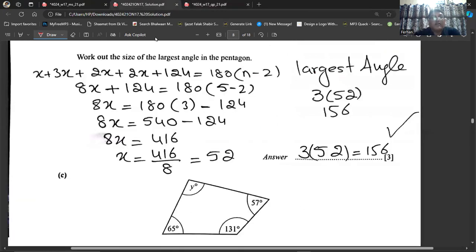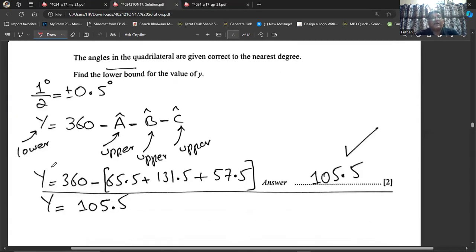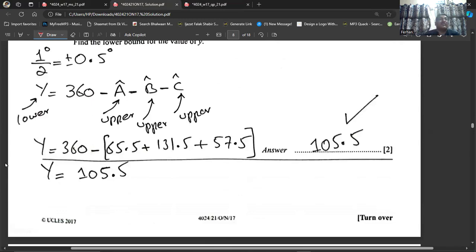So here, y will be equal to 360 minus angle A minus angle B minus angle C, because we want the lower value of y. So I will take the upper value of A, upper value of B, upper value of C. Why? Because you are getting y by subtracting them from 360. So if you want the lower value of this, you will have to subtract the upper values of these.